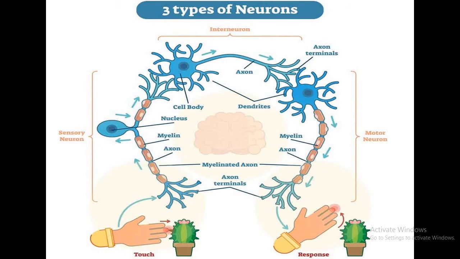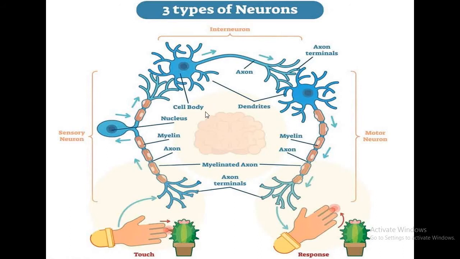So sensory neurons, as you are observing in this diagram, your skin is the sense organ. We have 5 sense organs and skin is one of the sense organs. So the person is touching this object which is spiny. So the sense organ, that is the skin, is getting the impulse, and the sensory neuron present in this sense organ will carry message from the receptor to the main nervous system.